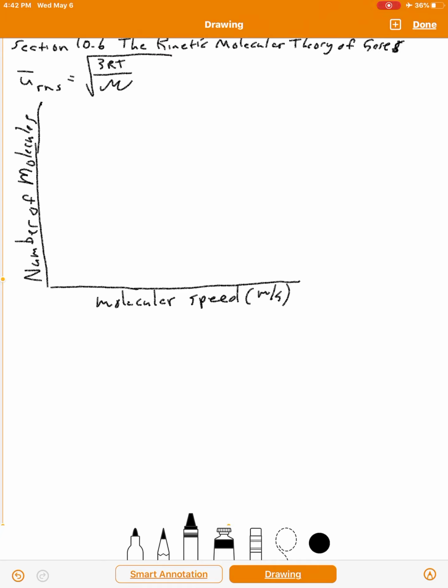So meters is the unit of length, distance, and then seconds is the unit of time. And what I'm going to do is show you distributions for several different temperatures. I'm actually doing figure 10.20 from your textbook, so you can look up that figure and get a little bit better picture. I'm going to start off with a lower temperature. This is sometimes called a Boltzmann distribution, and this is at a temperature of 100 Kelvin. Pretty low temperature, negative 173.15 degrees Celsius. Now, this is for nitrogen.